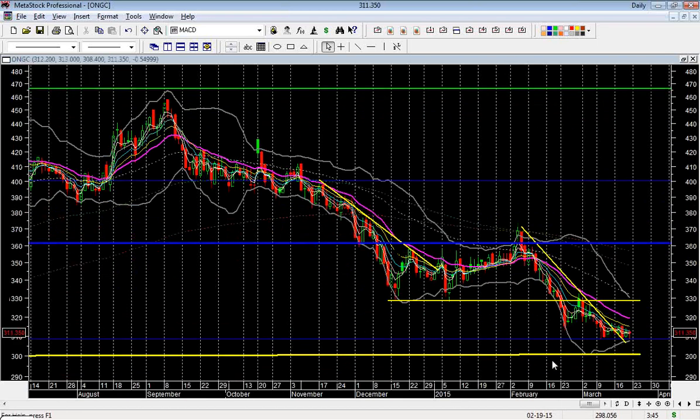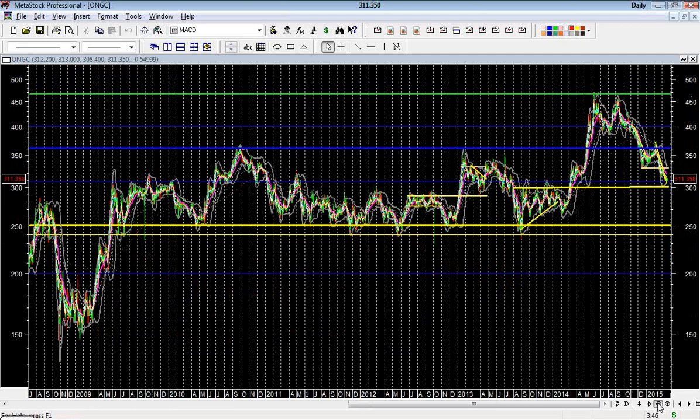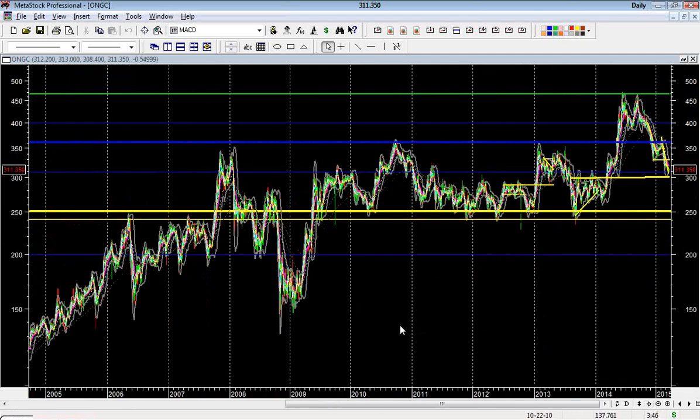ONGC, so forming a good support at 308 levels, as you can see, and the question is whether that breaks down or doesn't break down. You should actually look at the crude oil chart and have a view on crude oil, and then you'll be able to be in a much better position to decide whether you want to short ONGC or not, right? Okay.